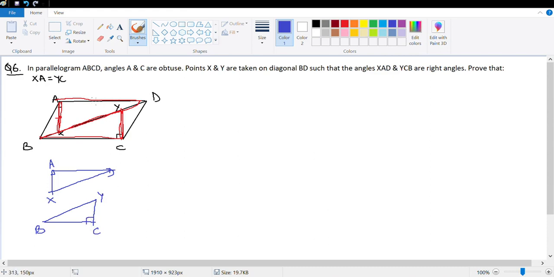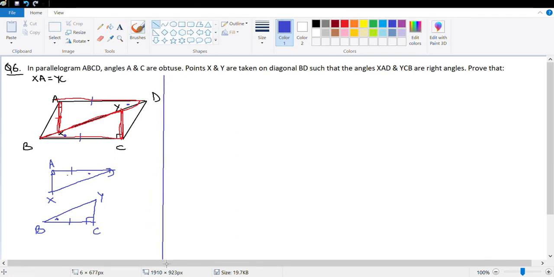Since this is a parallelogram, AD will be equal to BC. Perfect. So AD will be equal to BC. So I've got a right angle and I've got a side. Maybe I can get a hypotenuse, or maybe I can get another angle equal. Since this is a parallelogram and BD is the transversal, this angle and this angle are equal. Why are they equal? These are alternate angles. So ADB and CBY, these are equal. So I've got angle, side, angle. Perfect. I've got my answer now.